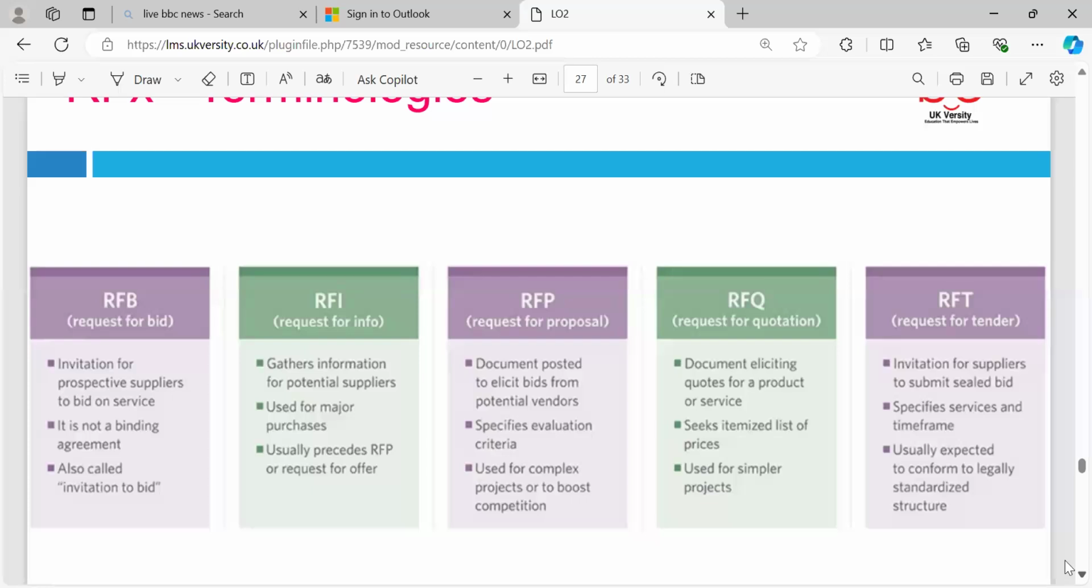So, request for proposal: the document is posted as a bid to potential vendors.